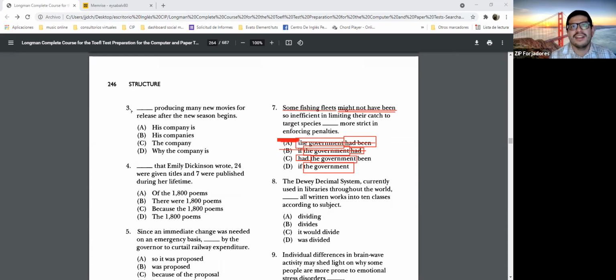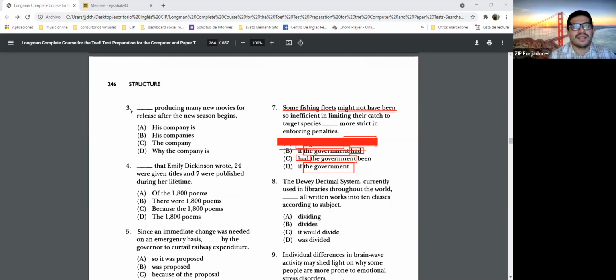Remember that it couldn't have the connector only if it's omitted because it's inverted, right? So we are going to eliminate this. Okay, so letter B has a connector, so we are going to keep it. Letter D has a connector, so we are going to keep it. And letter C, it doesn't have a connector, but it's inverted. All right, so we are going to keep these three.